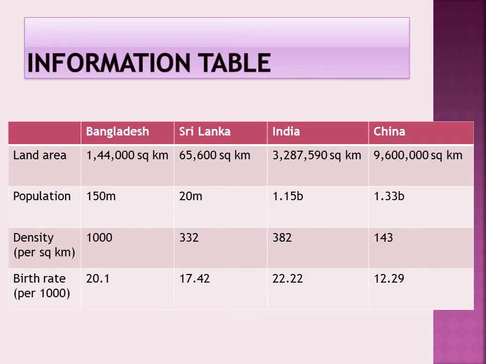Now, this is an information table. An information table is full of information. Here is an example I have given: Bangladesh, Sri Lanka, India, China, and the information regarding these countries is given, like land area, population density, birth rate, etc. After watching this table carefully and going through the data given in it, we have to describe it later.